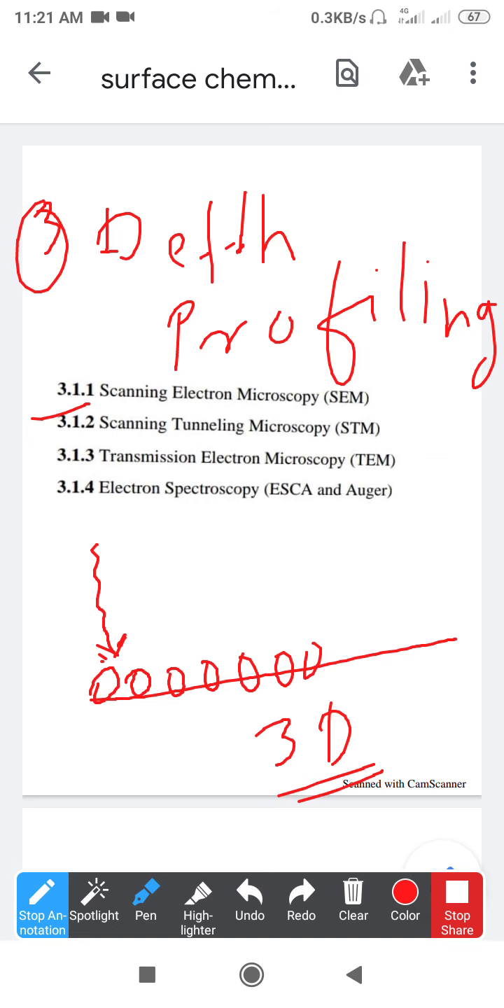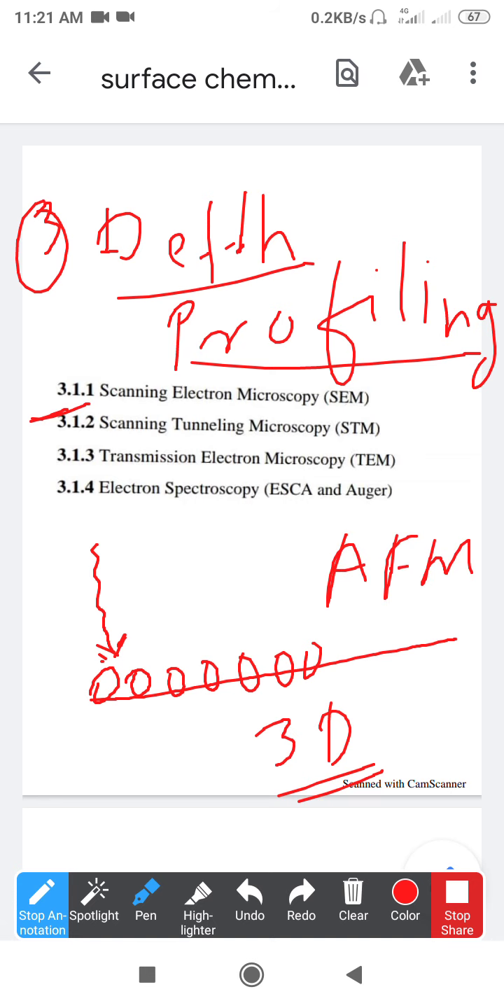Examples of these techniques are scanning tunneling microscopy, and another method is atomic force microscopy, that is AFM. We have not seen this in the earlier semester, but this is another method. So these are the various types of techniques that we are going to use for the analysis of surfaces.